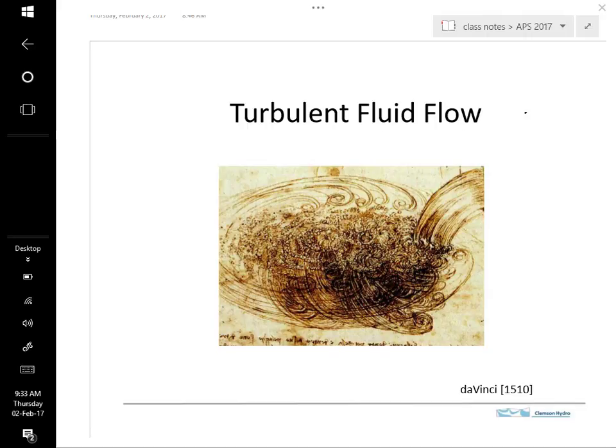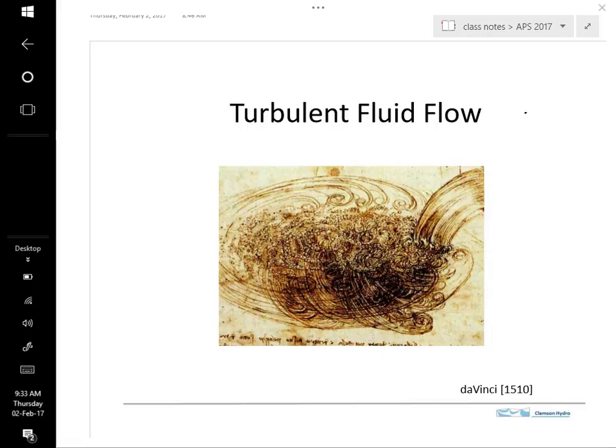Okay, so the topic for today is turbulent fluid flow. We covered laminar flow last week, and so we'll bump up the Reynolds number and look at how to do simulations of turbulence. And I found this nice picture by Leonardo da Vinci of turbulence.